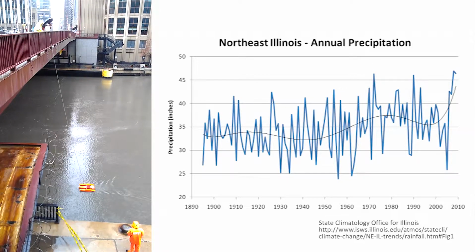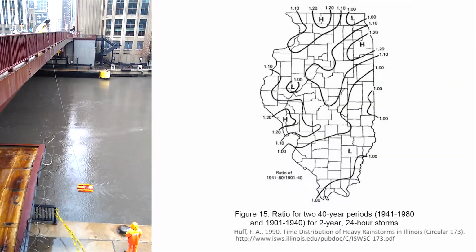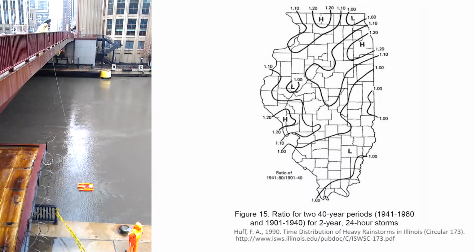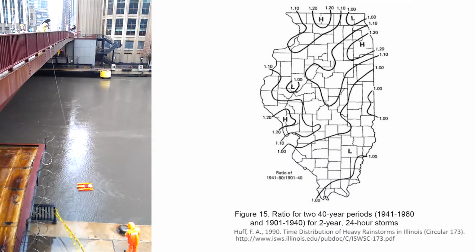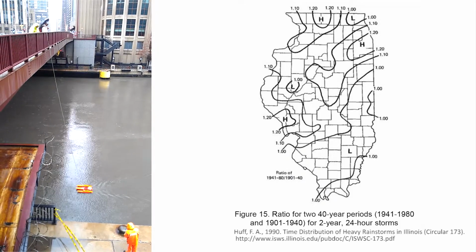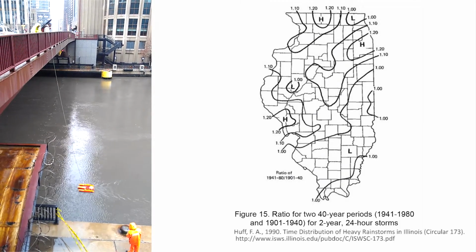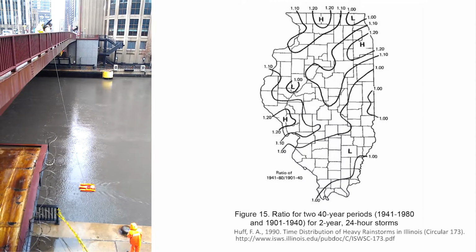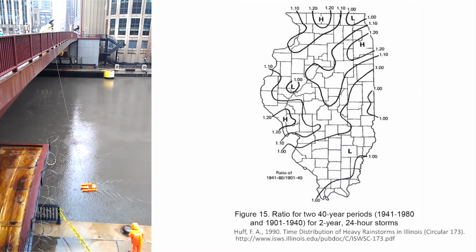This is the total annual precipitation. The next figure analyzes whether the frequency of heavy storms in Illinois has changed between two periods from 1901 to 1980. A value greater than 1 indicates an increase in intensity. The figure generally shows an increase in intensity for the northern two-thirds of the state, including Chicago.